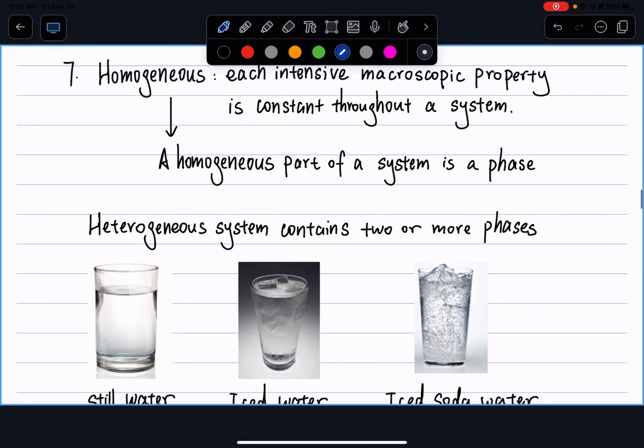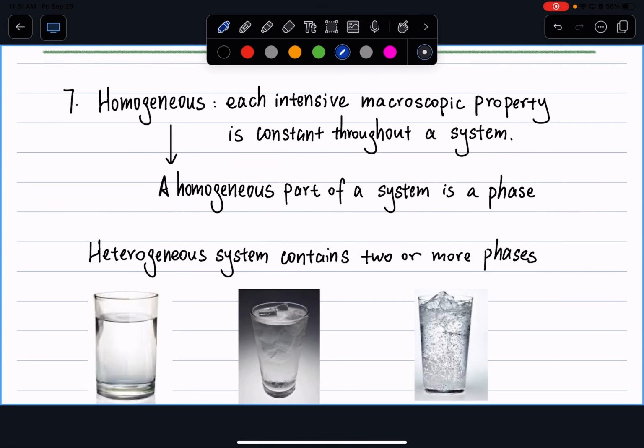Okay. And the last concept we want to introduce is called homogeneous and heterogeneous systems. Homogeneous tells you each intensive macroscopic property is constant throughout the system. Intensive properties, remember, are things like pressure or density. So these intensive macroscopic properties are constant throughout the system. It's uniformly distributed. A homogeneous part of a system is called a phase. And in heterogeneous systems, you can have multiple phases.